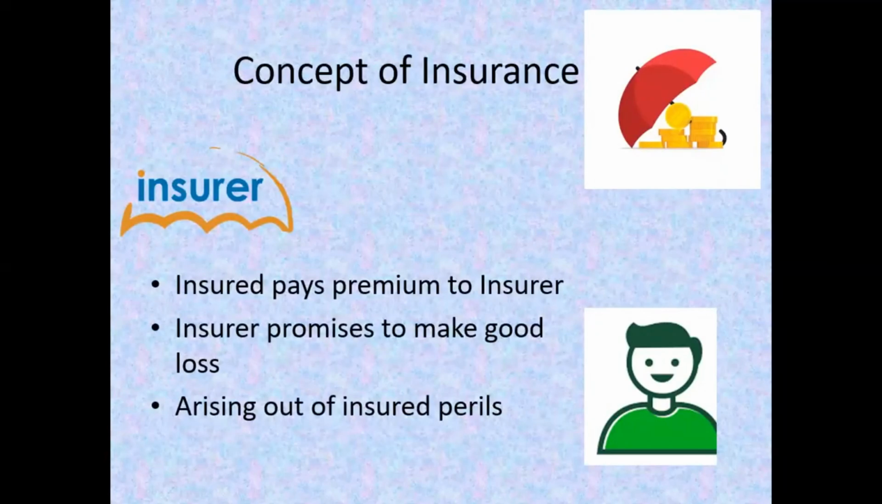Right. Now, we will also look at some of the basic concepts of insurance. In the case of insurance, the insurer is the insurance company that insures the property. The insured pays premium to the insurer. The insurer promises to make good the loss or compensate for the loss in case something happens. The loss should happen because of a set of insured perils that will be mentioned in the policy document. So this is a clear-cut concept of insurance.